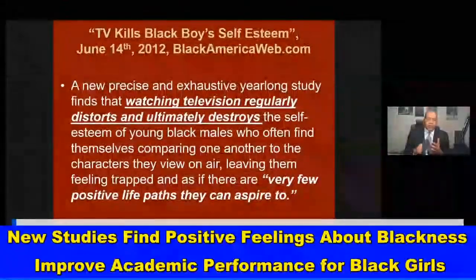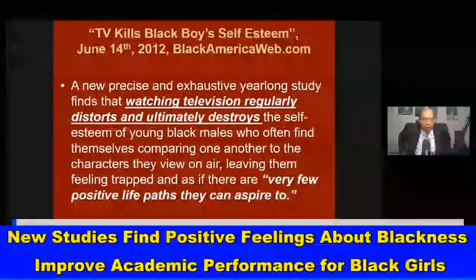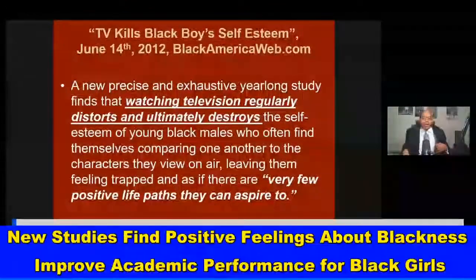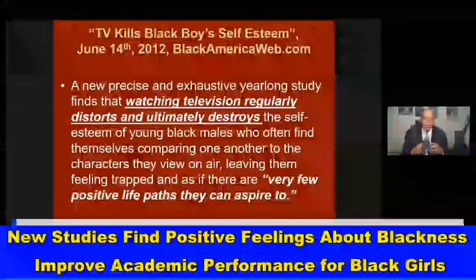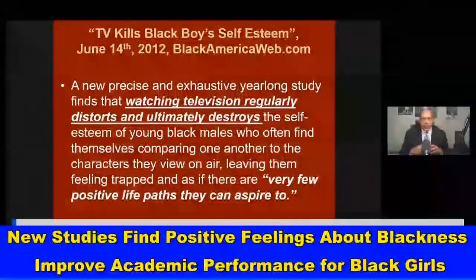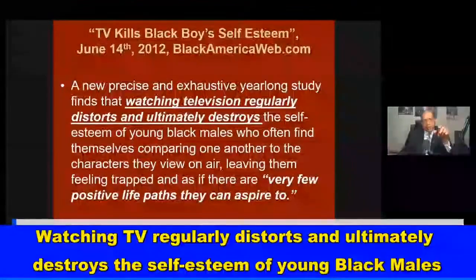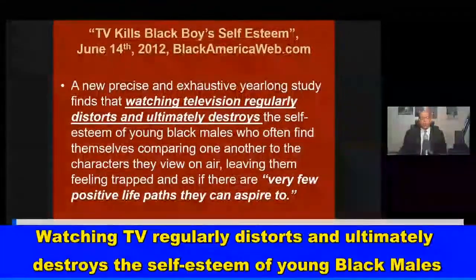who often find themselves comparing one another to the characters they view on air, leaving them feeling trapped and as if there are, quote, "very few positive life paths they can aspire to," end quote. So there are numerous outlets that ran this story. This particular one comes from blackamericaweb.com, July 14, 2012.